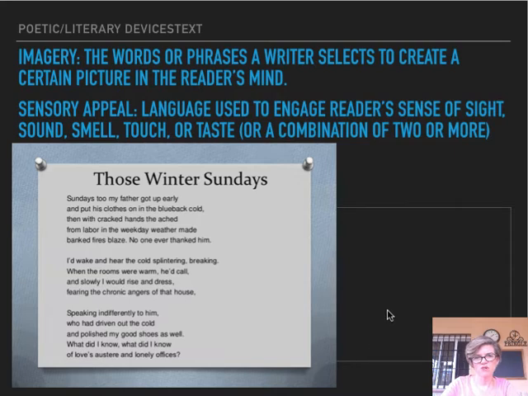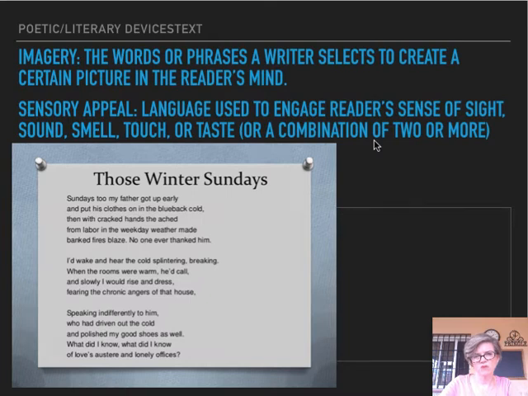Imagery and sensory appeal are two that go together because they both have to do with the focus on our five senses. Okay, so imagery: words or phrases a writer selects to create a certain picture in the reader's mind, and a lot of it is based on sensory appeal, okay, when we're talking about imagery.